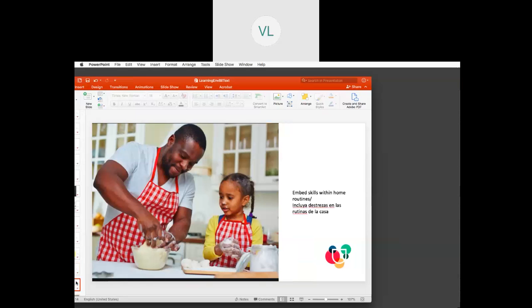When possible, incorporate the skills students are learning in activities and routines you already have established at home. As an example, when cooking, you can talk about sequencing the steps, measurements, fractions.